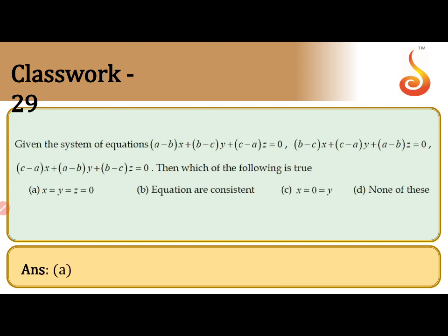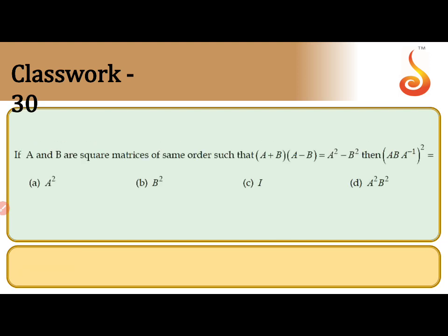So option A is correct. Next question. A and B are square matrices of the same order. (A plus B) into (A minus B) is A square minus B square. Then what is the value of (AB into A inverse) whole square?